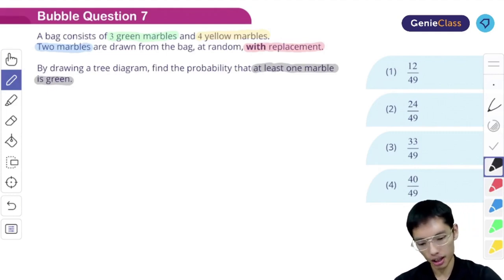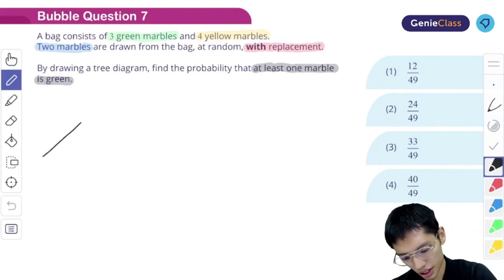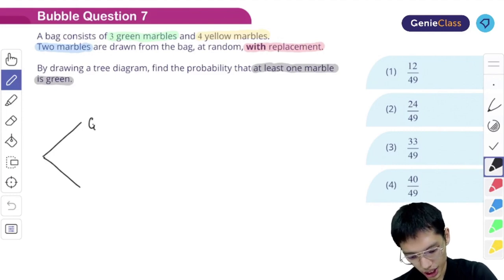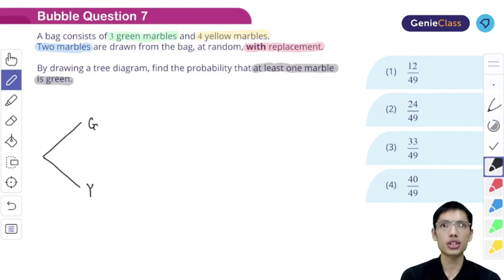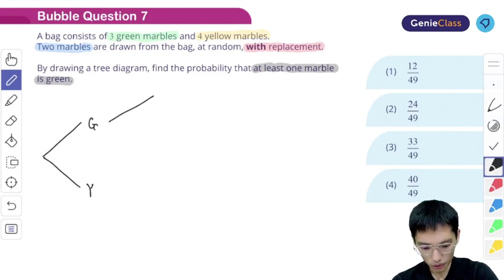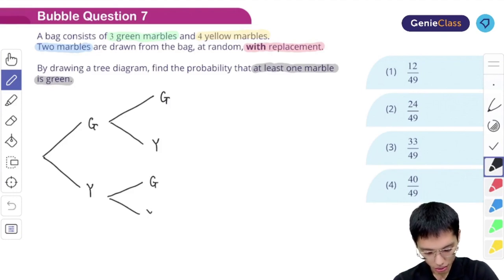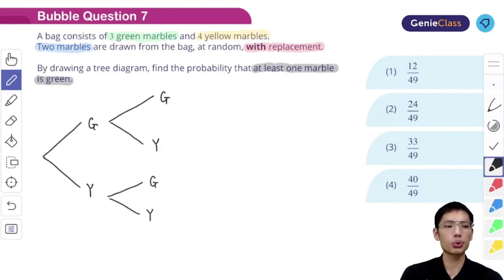Let me just draw and help you all. So we call it a tree diagram. Again, it's a recap. Green, yellow, and how many more branches do I need to draw? Just one more from each event. Green, yellow, green, yellow. And what are the numbers that I need to fill in there? Okay, seems like it's going good.